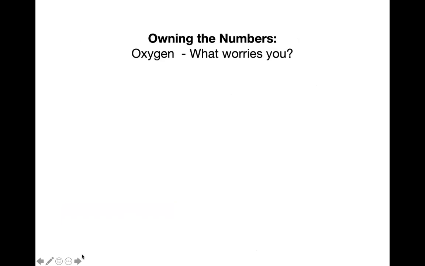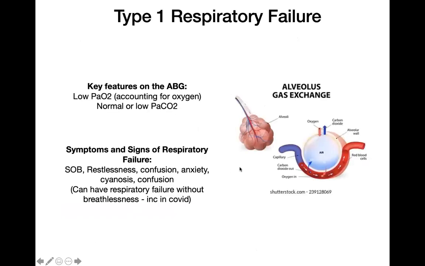So owning the numbers is so important for OSCEs and any data interpretation session. Oxygen's easy, 10 and 8, know them well, be confident, see patients. And when you see a patient on the ward that has this, look at what they're like, go see them and link the numbers so that they mean something to you, and that will come across to any examiner.